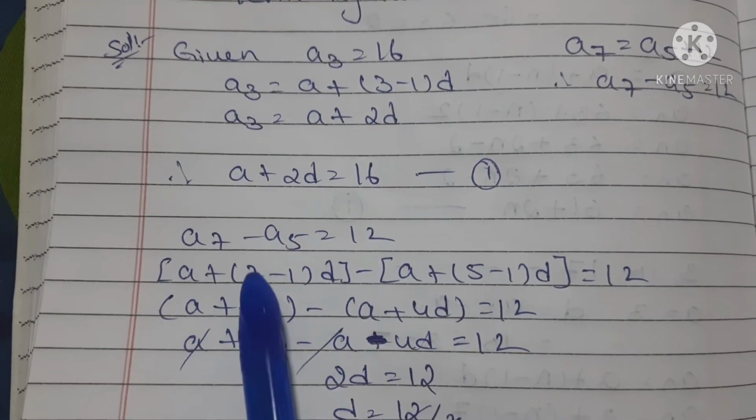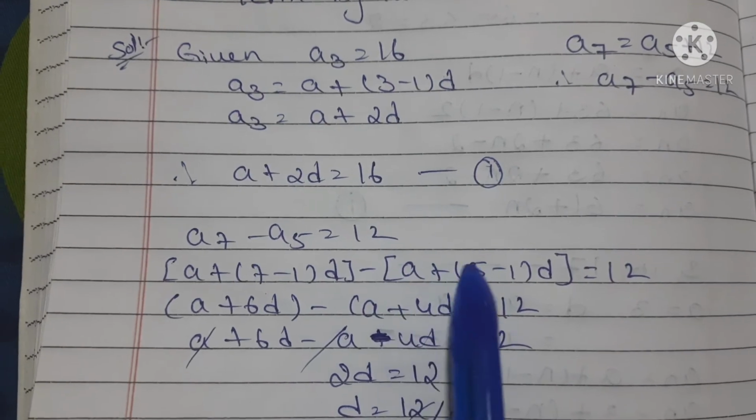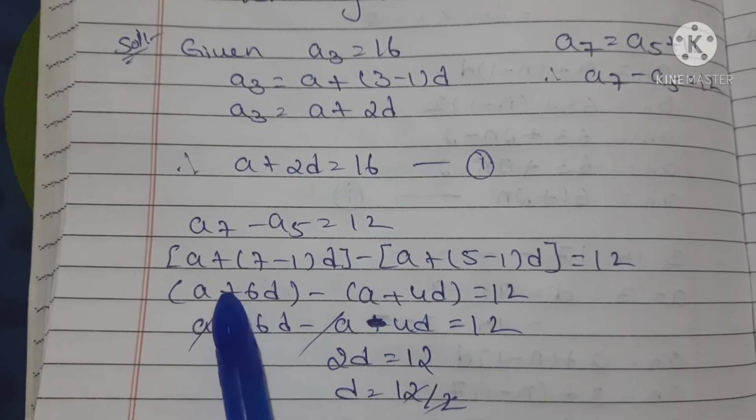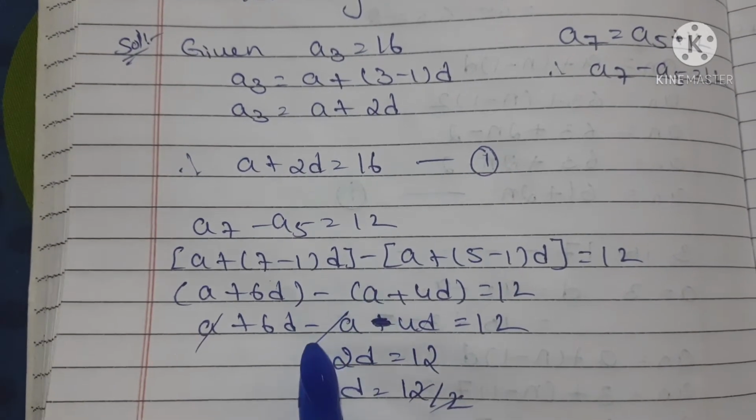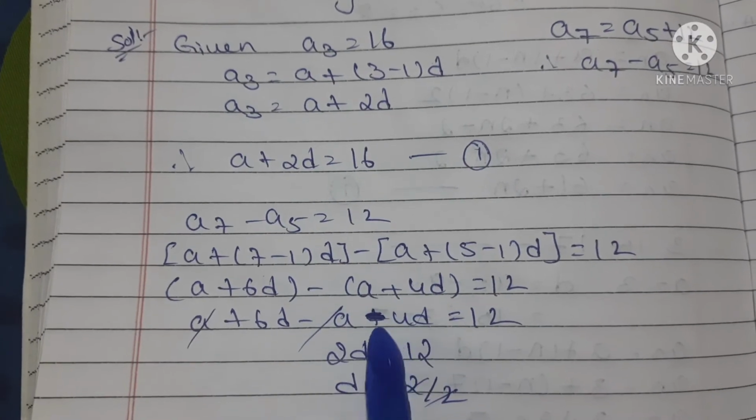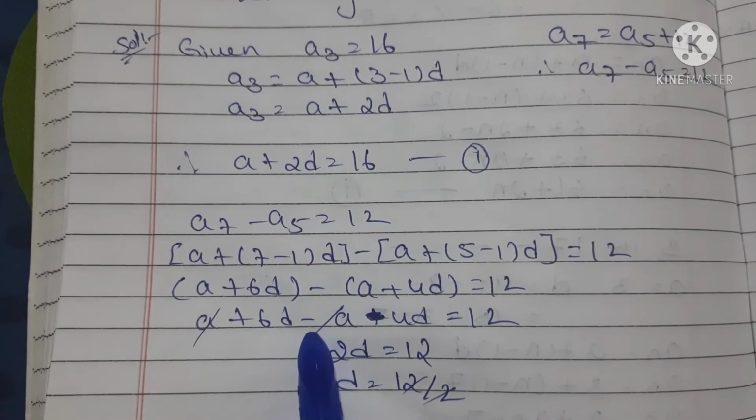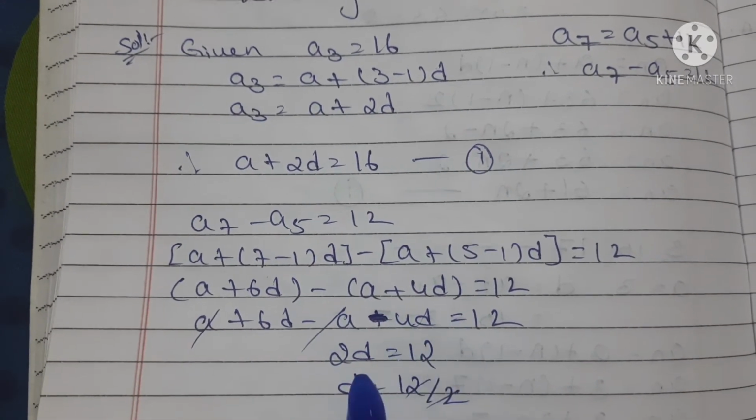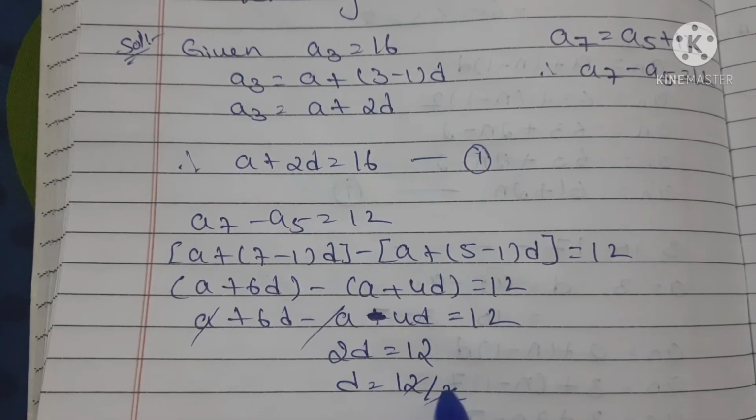Now a plus 7d minus a plus 5d minus 1 is 6d minus 4d is equal to 12. Now a plus 6d minus a minus 4d is equal to 12. Here a minus a cancel. Now 6d minus 4d is 2d is equal to 12. D is equal to 12 by 2.